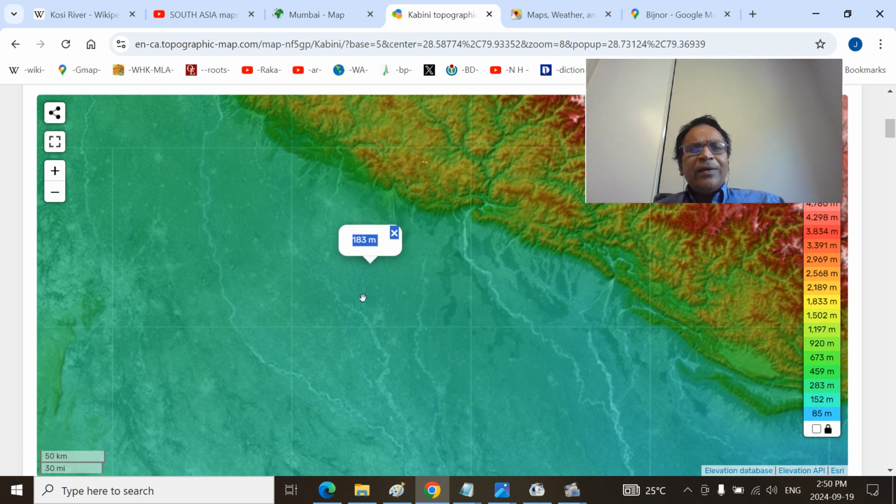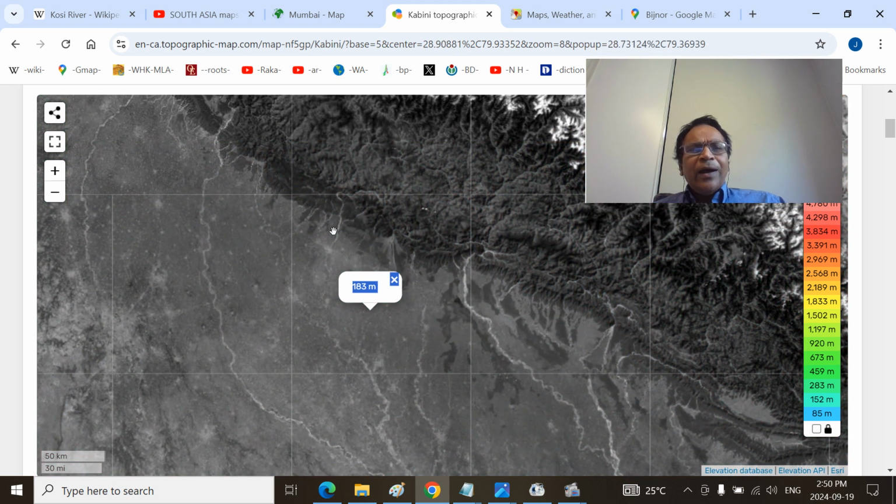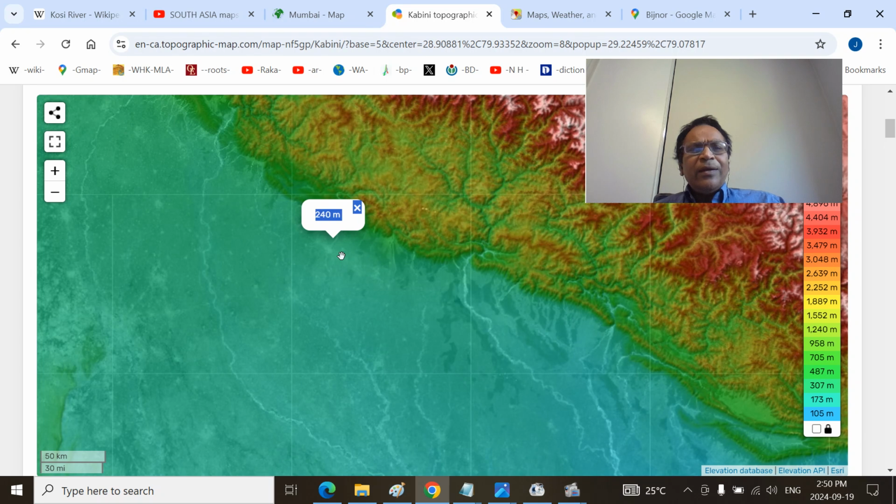You can see 183 meters. And the Tarai region will be a little more, 240 meters. This is the Tarai region, Haldwani. So sometimes here 271, 300 meters, and so on. This is the region. This is the Kali river.